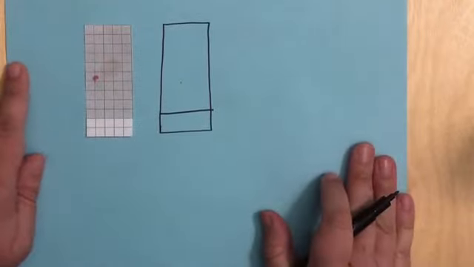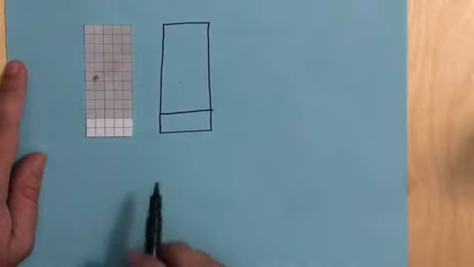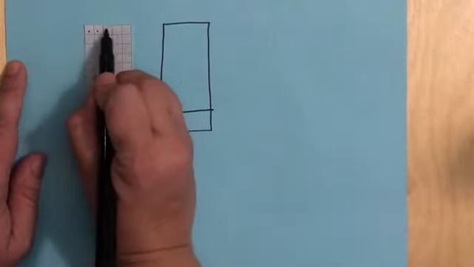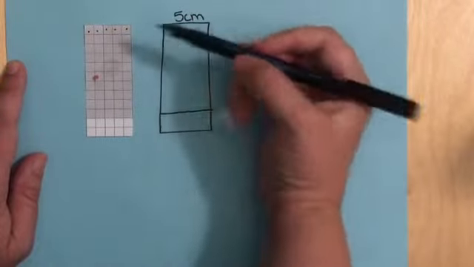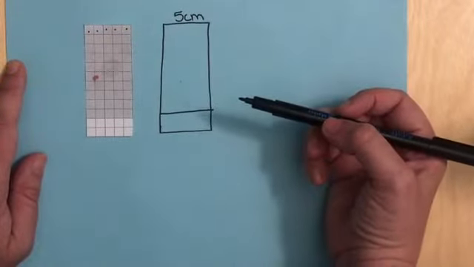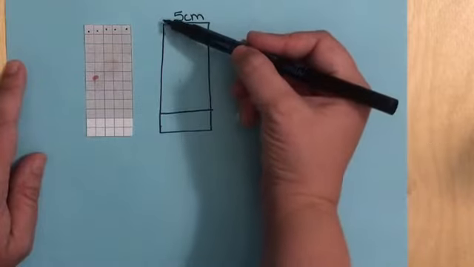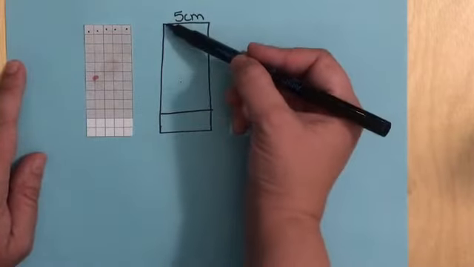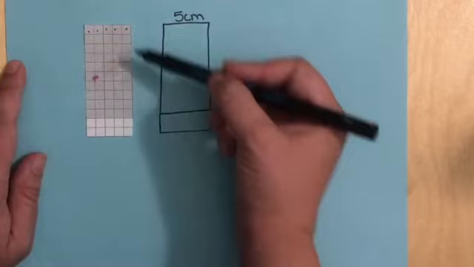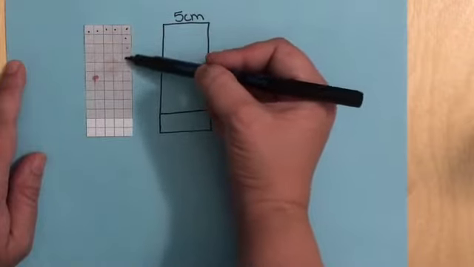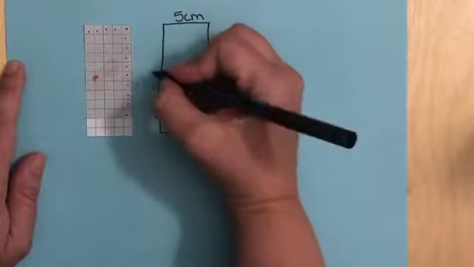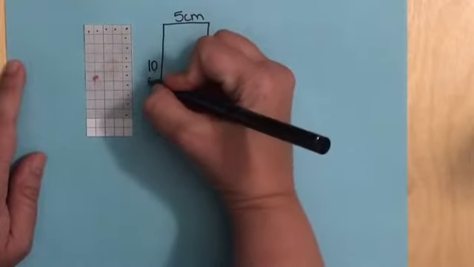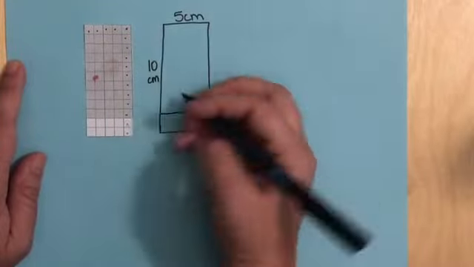So now we're going to add our side length measurements. So 1, 2, 3, 4, 5 centimeters this way. What other measurements do we need? So we have this side, and now we need this side. So we know how many columns, now we need to know how many rows. So 1, 2, 3, 4, 5, 6, 7, 8, 9, 10. So this is 10, and this is 2.